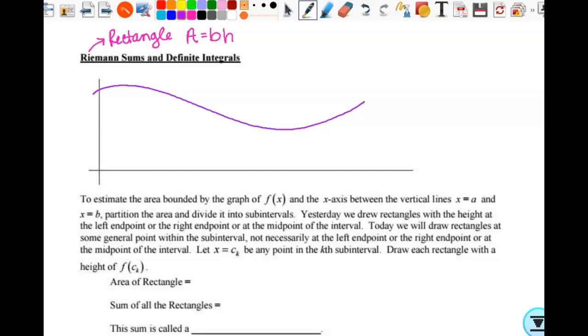So we can call it a left Riemann sum, right Riemann sum, midpoint Riemann sum, but you do not call it a trapezoidal Riemann sum, even though that's what the note said yesterday, because Riemann means rectangle. It's a trapezoidal sum. You just don't put the word Riemann in there. Same concept and everything. Riemann is somebody's last name, but it also means rectangle. So to estimate the area bounded by the graph, this is our f of x.